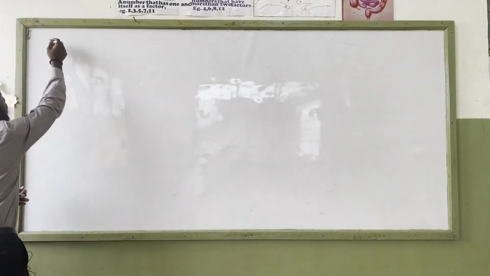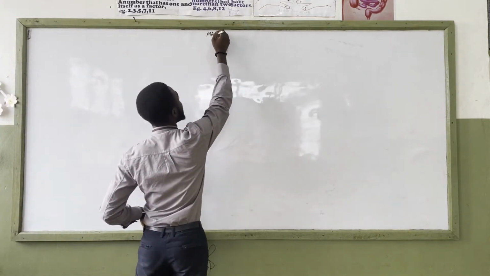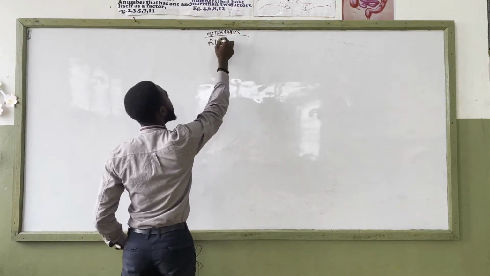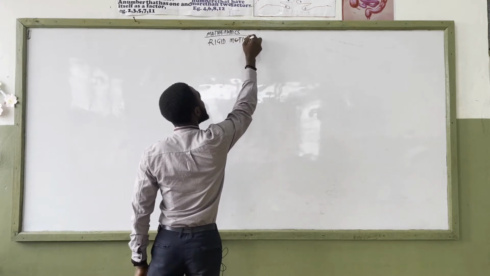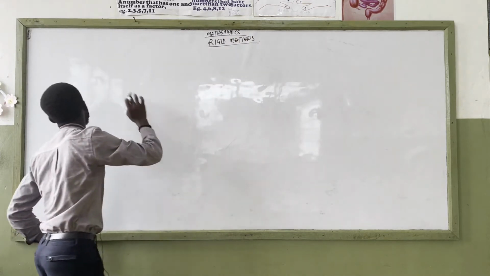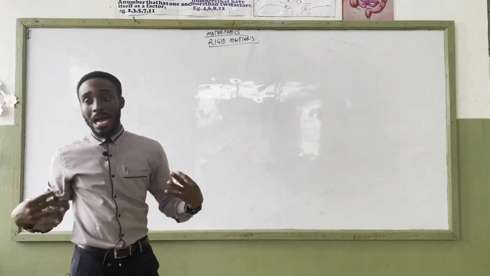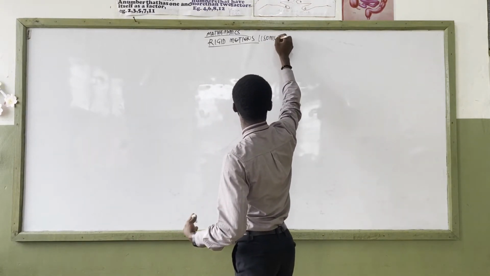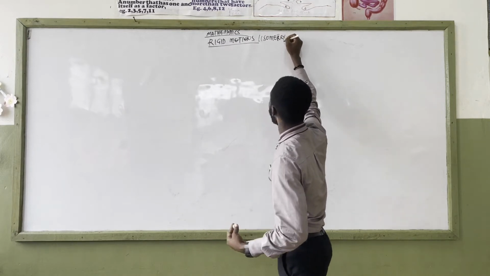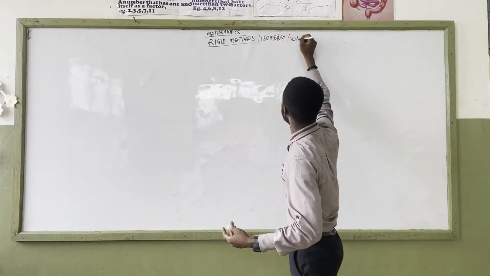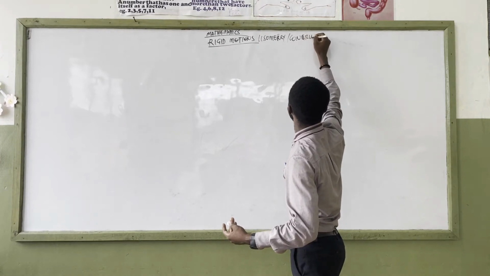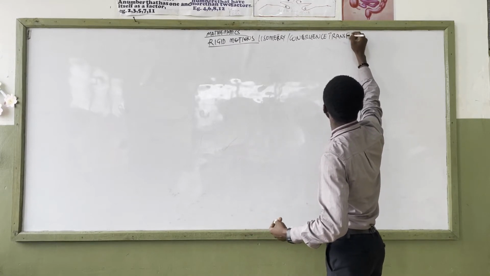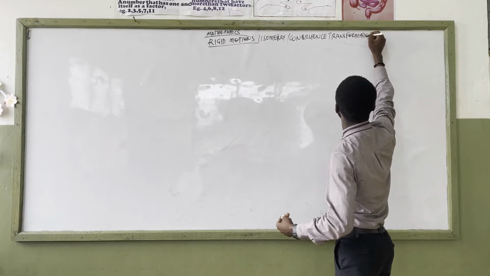Rigid motion, in mathematics. We are looking at rigid motions. So rigid motions are also called isometry or congruence transformation.